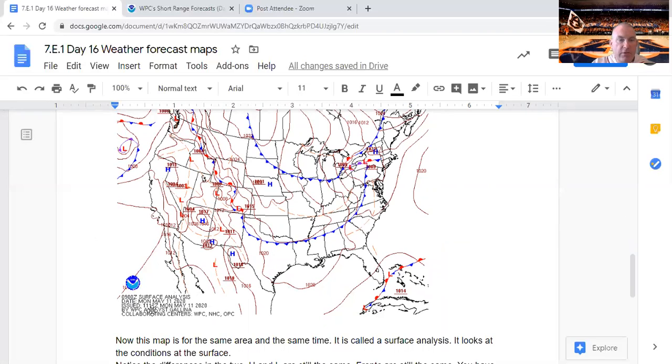But it wasn't issued until 1112 Zulu, which is -5, 6:12 a.m. when this was actually issued. So the analysis was from 4 a.m., and at 6:12 a.m. it was issued. So now you'll see some of the same things. All right, so there's a double low and a high up here over Western New York.